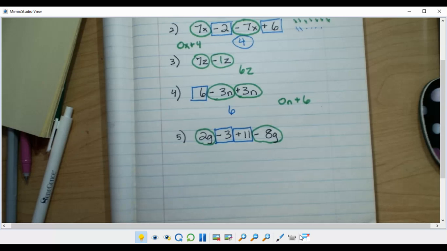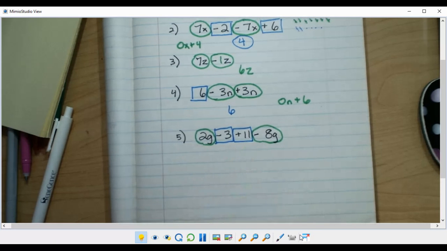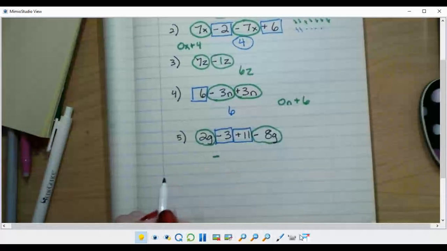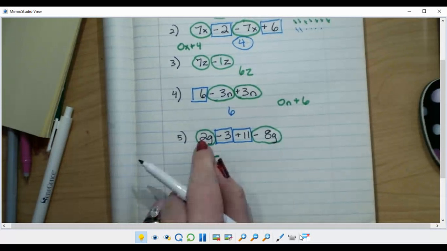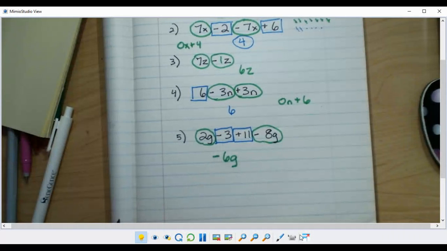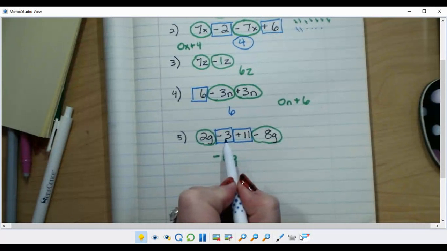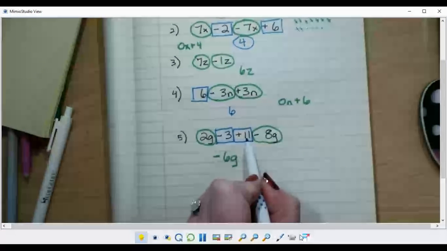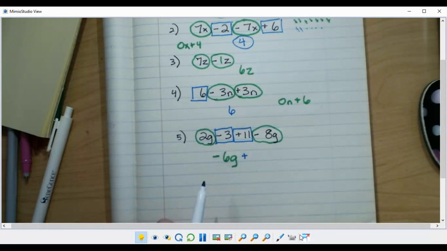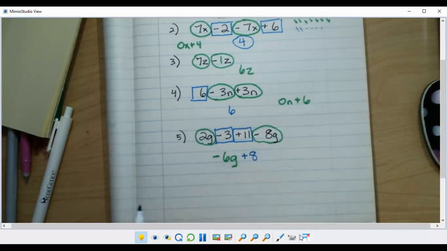So let's combine these. I have 2 and negative 8. Well, what's 2 and negative 8 together? This one's going to be bigger, so I know my answer is going to be negative. They're different signs, so 8 minus 2 is 6. This is negative 6g. Then I'm going to combine my constants. I've got a negative 3 and a negative 11. This pile's bigger, so I know it's going to be a positive answer. Subtract these two. 11 minus 3 is 8.